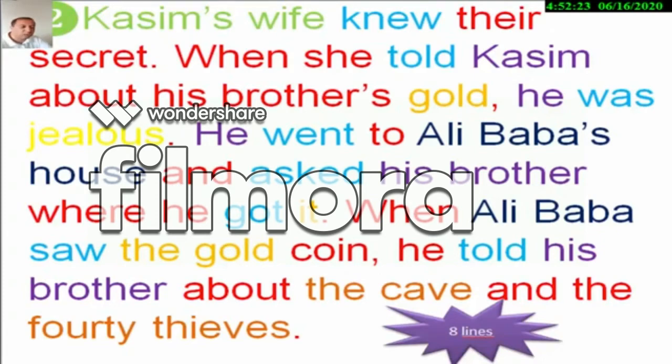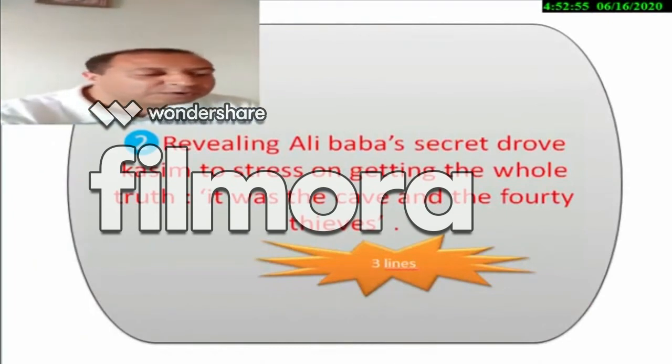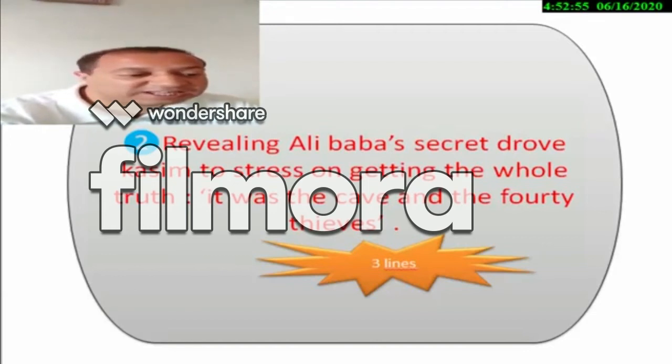So here as you see we have just explained what this second passage means and we are going to summarize it. لاحظ معي نقول ما يلي. Revealing Ali Baba's secret drove Qasim to insist on getting the whole truth. It was a cave and the 40 thieves. بمعنى لاحظ هنا we have only 3 lines، على أن كان لدينا تقريبا حوالي 8 أسطر in the first paragraph. In the second passage حولناها إلى 3 أسطر, 3 lines.